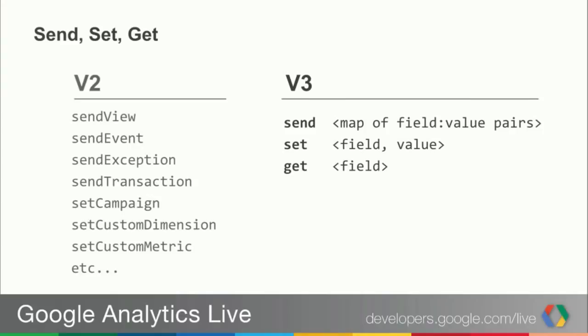And then set, we had very specific set methods for things like setting campaign, custom dimensions, custom metrics, and those all are replaced by a general set method, which will take the field name and the value. And then for get, this is a little bit new to the SDKs in that you could actually query the values of the tracker objects that you've previously set or that will be set for you on your behalf. So pretty much any field can be set or retrieved from the tracker, right? That's correct, yes.